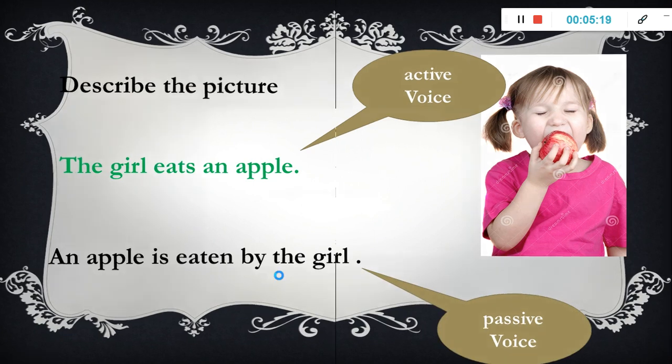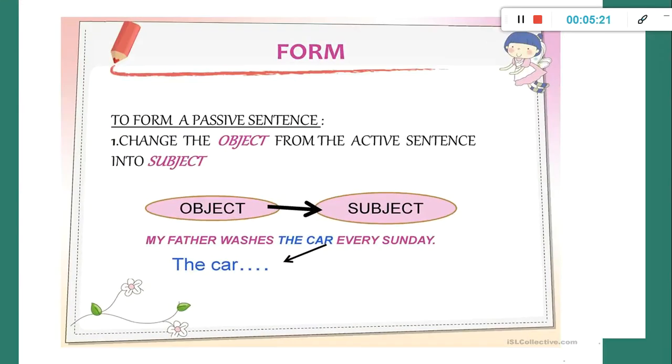Okay, so look here. My father washes the car every Sunday. Let's change it to passive. السنتنس عندي active. ليه active؟ لأن father here is the subject and he can do the action.